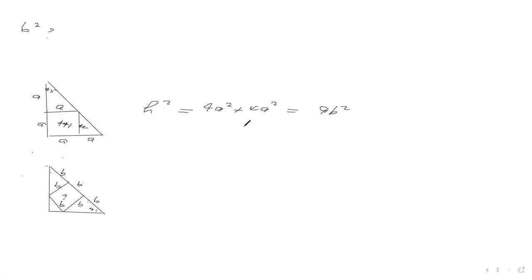Right. But we know what a squared is. A squared is 441. So you've got 8 times 441 equals 9b squared. So for b squared, you simply have to divide by 9 on both sides. 441, 9 goes exactly into that, 49 times. It's 392, and that's exactly what we needed to find, the area of the square.